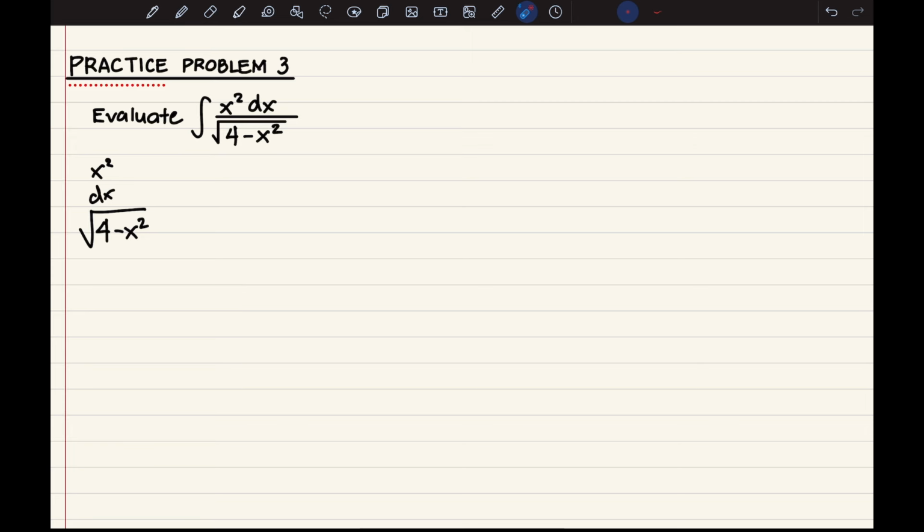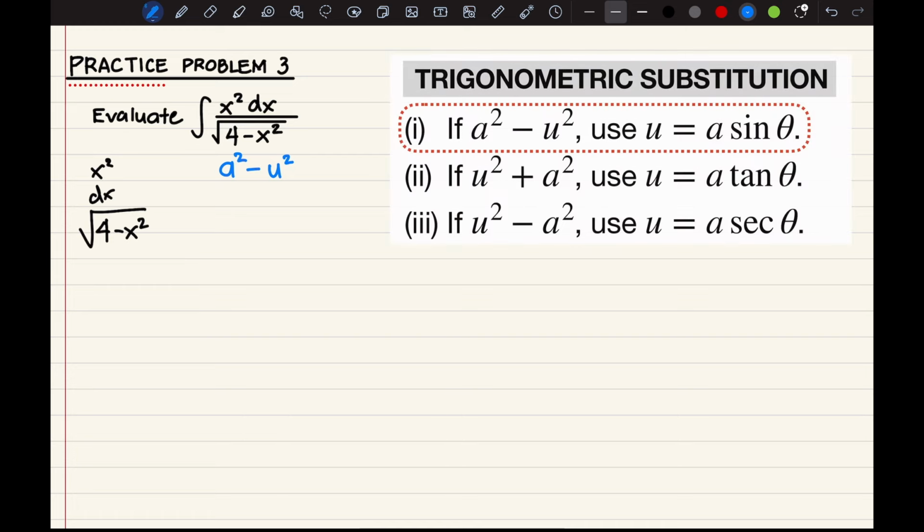So, in our integrand, we have 4, which is a perfect square constant, minus x squared, which is a perfect square function of x. So since 4 is a constant, this will be a squared, and then since x squared is a function of x, this will be u squared, and their operator is subtraction. So we have a squared minus u squared. This particular substitution falls under case 1, and our corresponding substitution is u equals a sine theta.